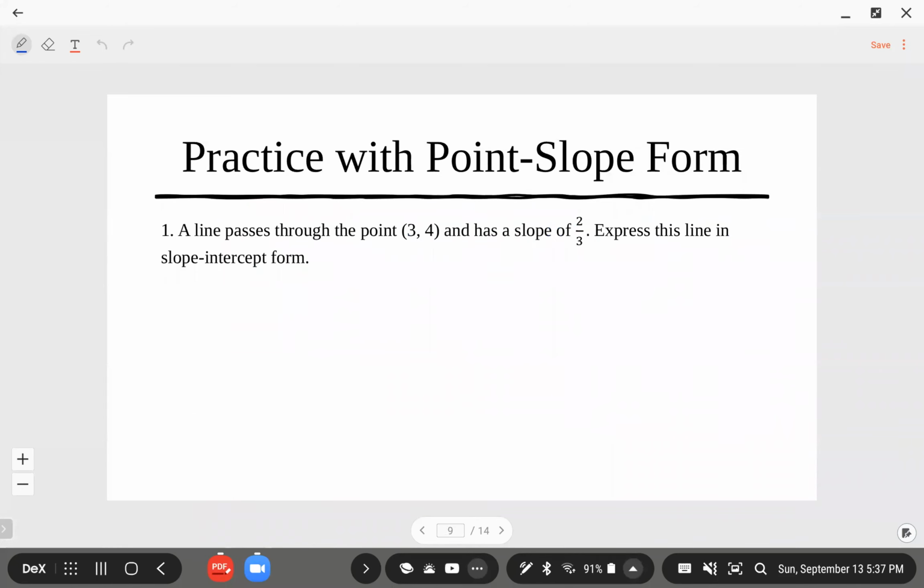So let's have some practice, okay? A line passes through the point 3, 4 and has a slope of 2 over 3. Express this line in slope-intercept form. Okay, remember, I taught you this is one method, right? One method is to convert to slope-intercept form, and then we can graph from slope-intercept form. So please convert or express the line in slope-intercept form. I suggest you first, since you're given the point and the slope, put it into point-slope form first, and then convert it to slope-intercept form. Okay? So please do this and put the answer in the chat box.